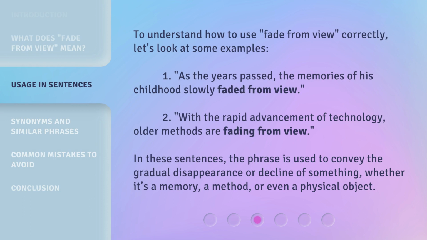To understand how to use fade from view correctly, let's look at some examples. 1. As the years passed, the memories of his childhood slowly faded from view. 2. With the rapid advancement of technology, older methods are fading from view. In these sentences, the phrase is used to convey the gradual disappearance or decline of something, whether it's a memory, a method, or even a physical object.